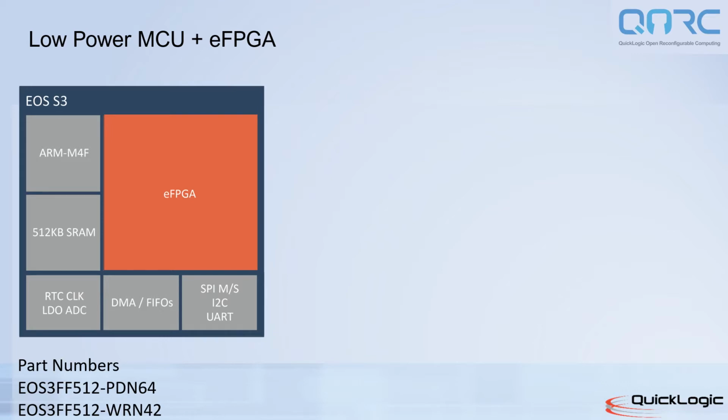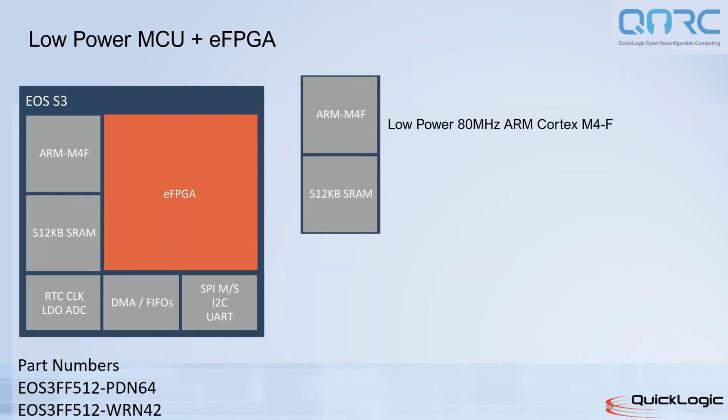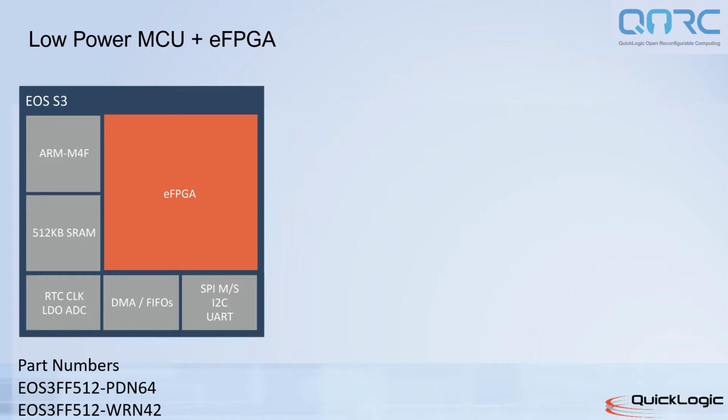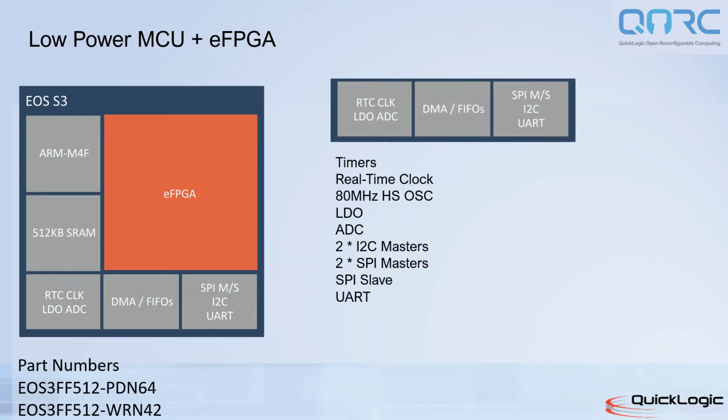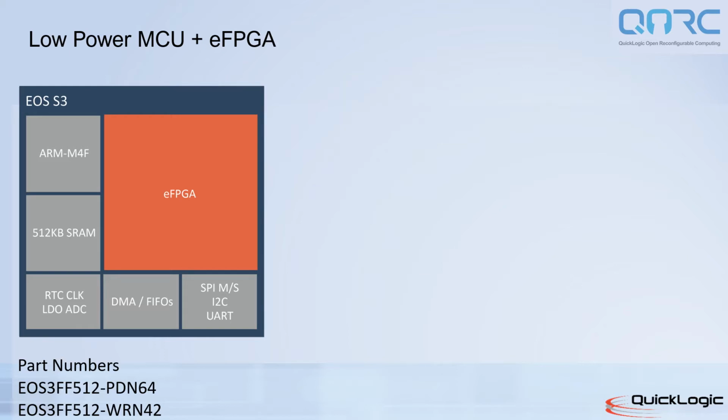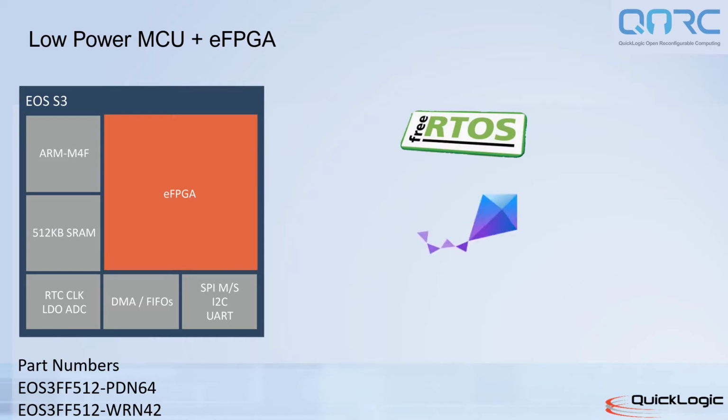All family members incorporate a general purpose 80 MHz low powered ARM Cortex M4F MCU with 512 bytes of SRAM, serial interfaces, real-time clocks, micro DMAs, ADCs and an LDO to enable the device to operate from a single voltage. For software, we include open source SDK support for both FreeRTOS and Zephyr OS.